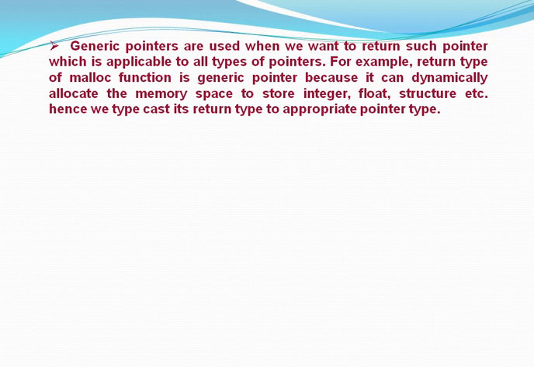Generic pointers are used when we want to return a pointer which is applicable to all types of pointers. For example, the return type of the malloc function is a generic pointer because it can dynamically allocate memory space to store integer, float, structure, etc. Hence, we typecast its return type to the appropriate pointer type. Now we are taking one example. Suppose you declare one character pointer c, so you can allocate memory to the c variable. So you can write c = (char *)malloc(sizeof(char)). So we have allocated memory to the character variable.